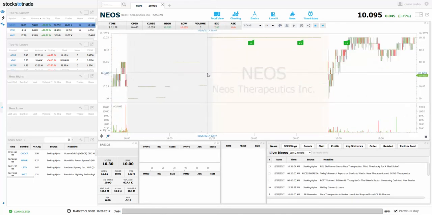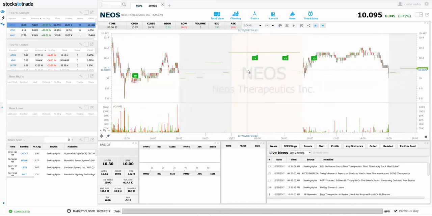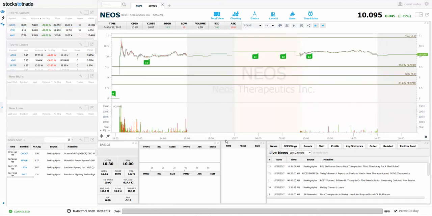But let me take a step back. Trade Ideas eviscerates Stocks to Trade in terms of scanning. The scanners on Trade Ideas are far superior to Stocks to Trade. They're not even in the same realm. But what I like about Stocks to Trade is you can get a lot of information in one screen. You can get the high, the low, the volume, 52-week high, the low, the shares, the float. And then you can also get the news right here to the side.